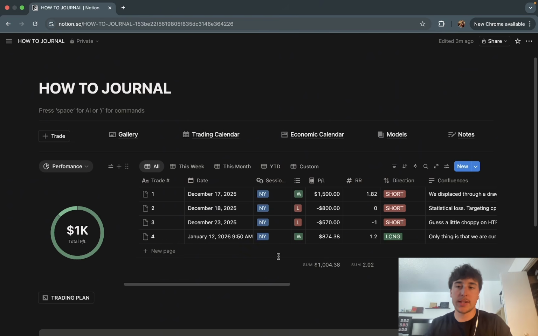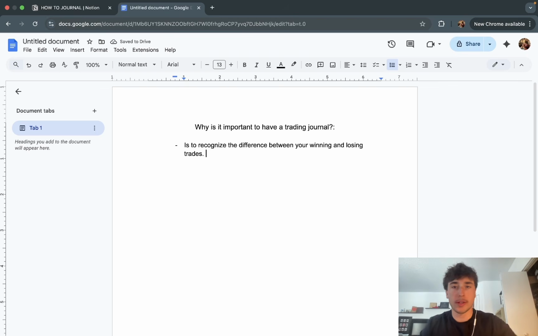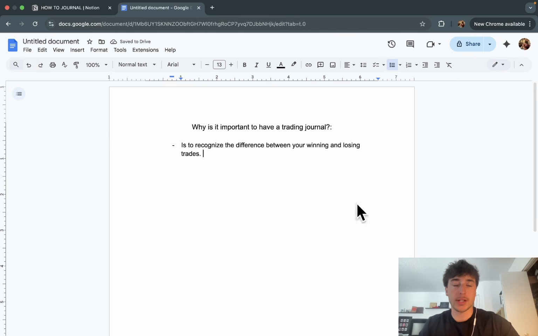But we're going to first get into why journaling is so important in your trading. So I quickly moved over to a Google Doc here just to show you guys in text form why it is so important to have a trading journal. And it's basically just to recognize the difference between your winning and losing trades.